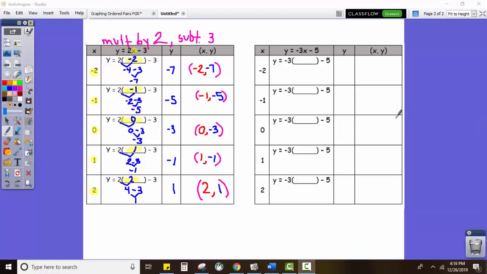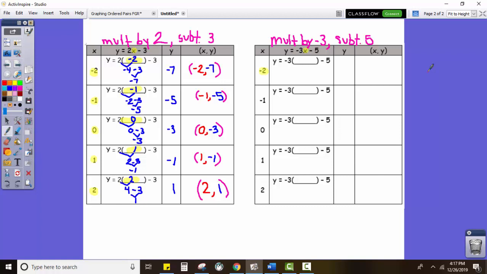Okay, in the last table, the bottom right one, our function says y equals negative 3x minus 5. So notice here, we are going to plug in numbers for x, all of the given values that are given to us in the table. And there's 2 steps. I need to multiply those numbers by negative 3 first, and then subtract 5. So write yourself a little note. You're going to multiply by negative 3, and then subtract 5.